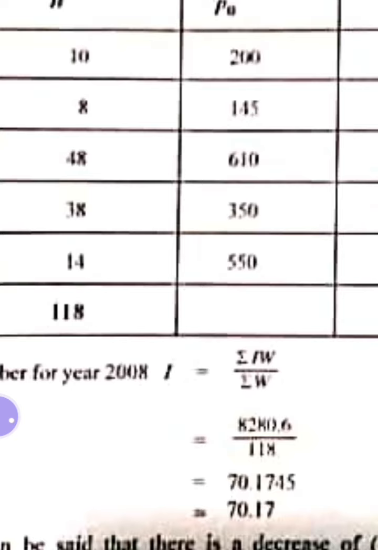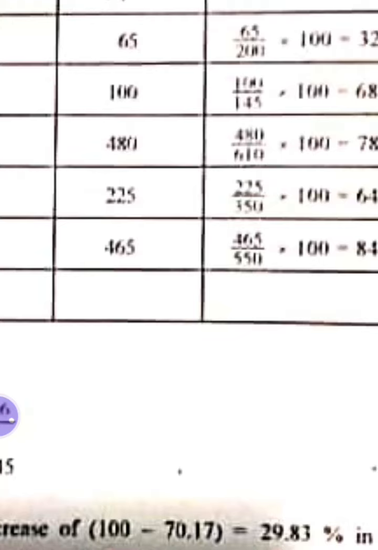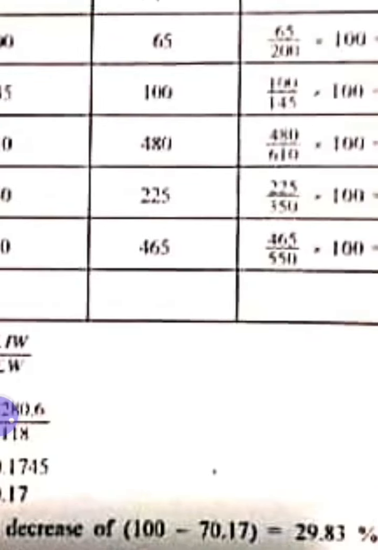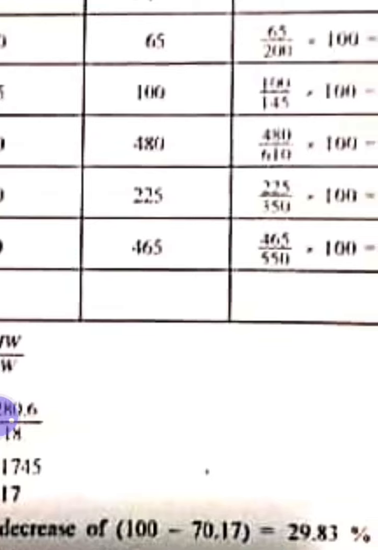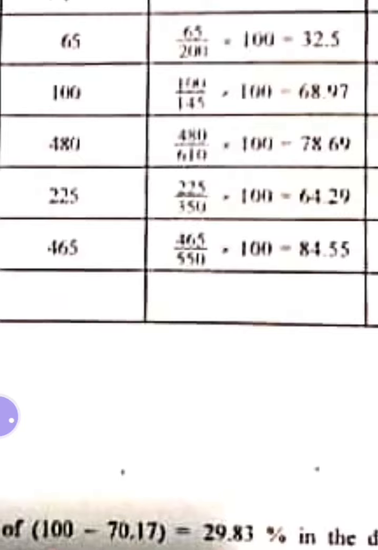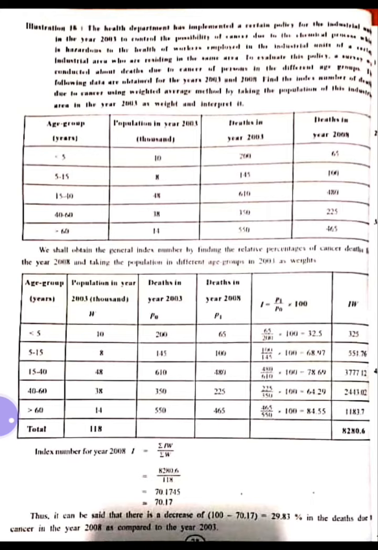But children, over here there is a change in the answer. We always get the answer more than 100, but over here it is 70.17, that is less than 100. So we can say over here that there is a decrease by 29.83 percentage in the death due to cancer in the year 2008 as compared to the year 2003. How by 29.83? 100 minus 70.17 will give you 29.83 percentage decrease in the death due to cancer. That's how we do the sum.